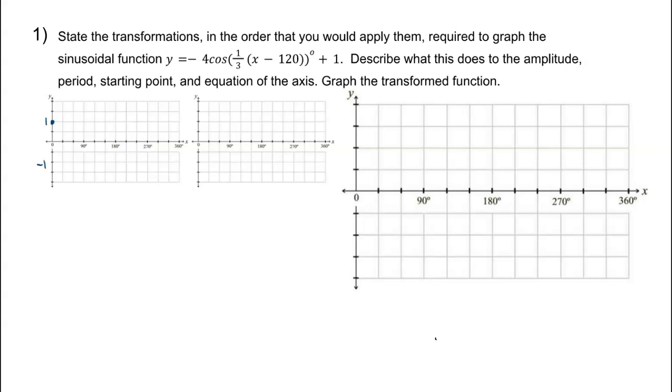The first thing we want to do in order to understand how to graph this and transform it is to remember what the cosine function looks like. That's the parent function here that we're transforming. The cosine function has an amplitude of 1, an equation of the axis at 0, and a period of 360, and it looks like that.